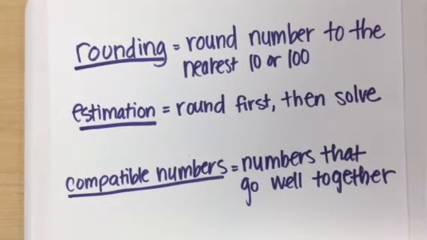Compatible numbers are numbers that go well together. So when you're rounding, you'll want to round to numbers that go well together. Like, I know that 8 and 4 go well together because they're compatible numbers. I know that 9 and 4 don't go well together because when you divide 9 by 4, you're not going to get a nice round number. So I'll show you an example of how to do that.